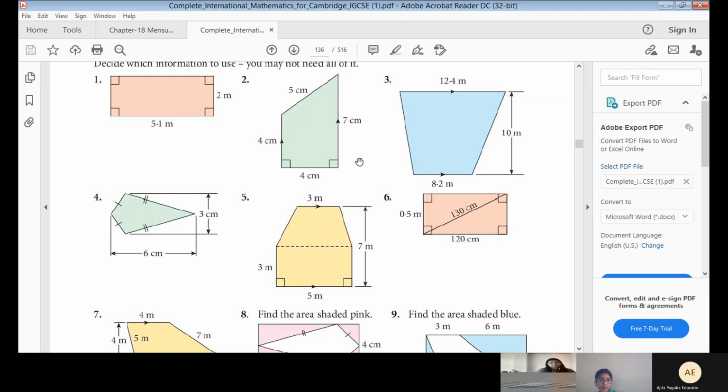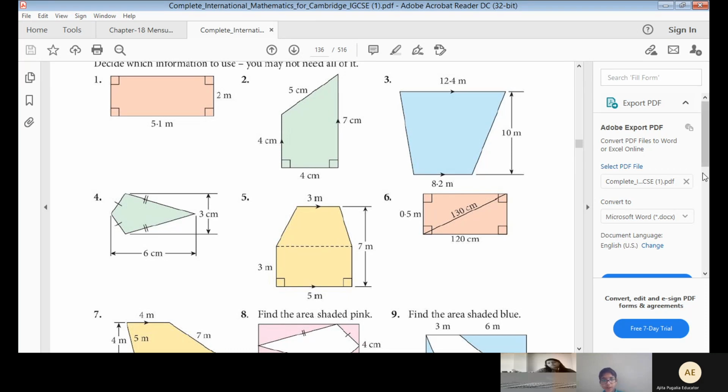Wait, let me tell you what I did. I did 4 by 4, 16. And then 7 minus 4 is 3. So 3 times 5 times 1 half. Why 3 times 5? Because in a triangle you had to take the height, not the hypotenuse, right? So height was 4.